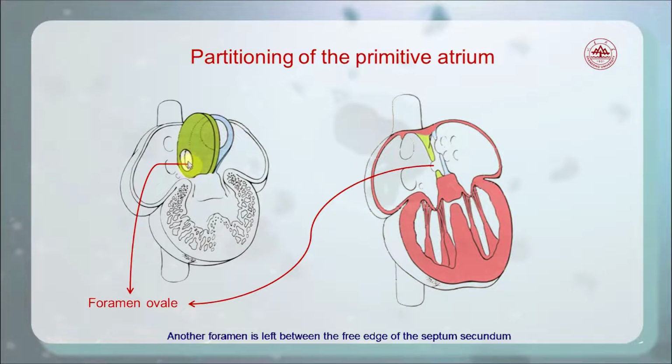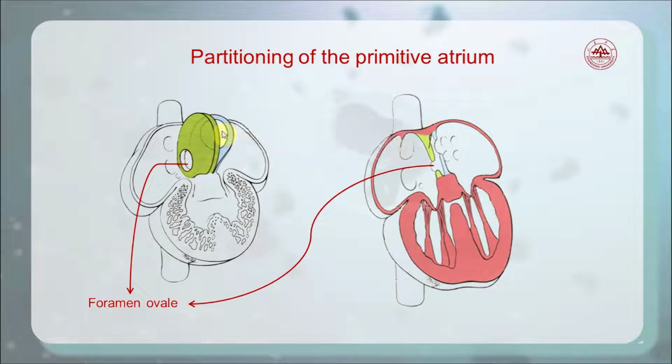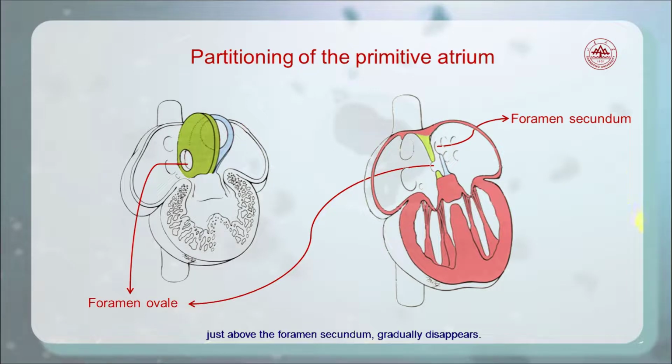Another foramen is left between the free edge of septum secundum and the endocardial cushion, named foramen ovale. From foramen ovale, we can't see the foramen secundum. They don't overlap. Later, the upper part of the septum primum, just above the foramen secundum, gradually disappears. The remaining lower part becomes the valve of the foramen ovale.